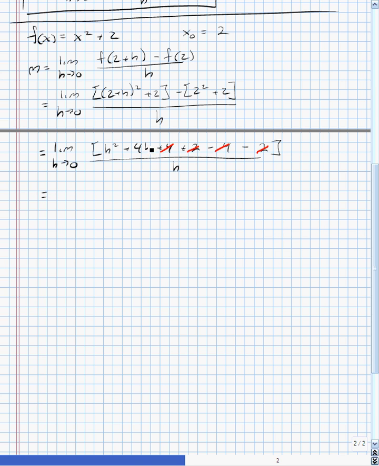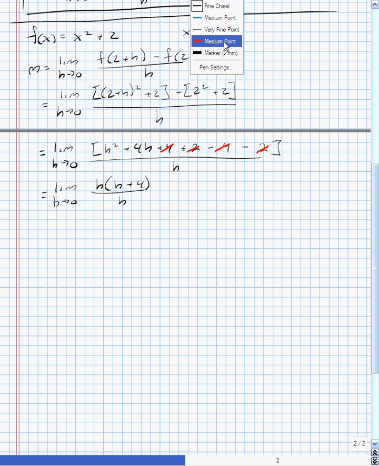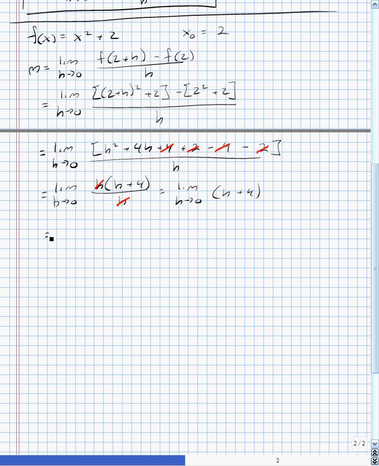So we can now factor an h out of the top right here and get the limit as h approaches 0 of h times the quantity h plus 4, all over h. The h over the h's cancel out, and we're left with the limit as h approaches 0 of h plus 4, or solving for the limit, we get 0 plus 4, which is equal to 4.